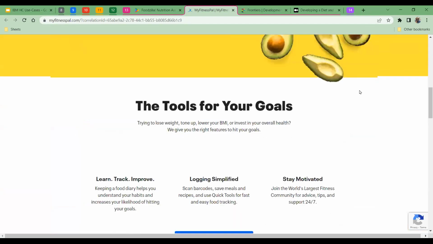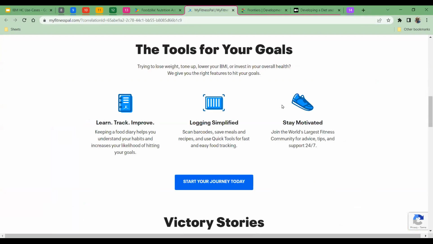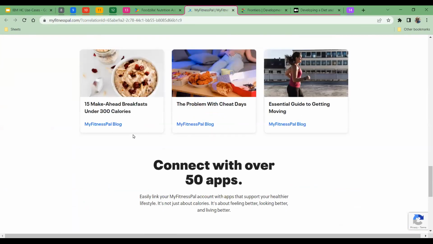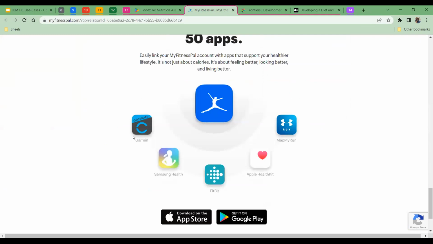So they have a lot of things also. It will motivate you to stay fit, and to track and log everything. They have a lot of services also. So that's how we can make this too.